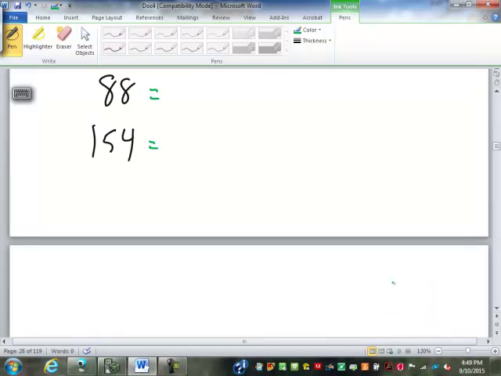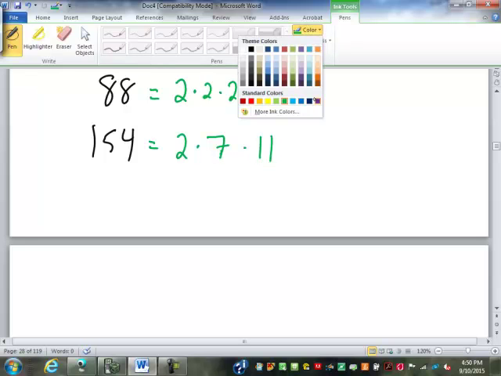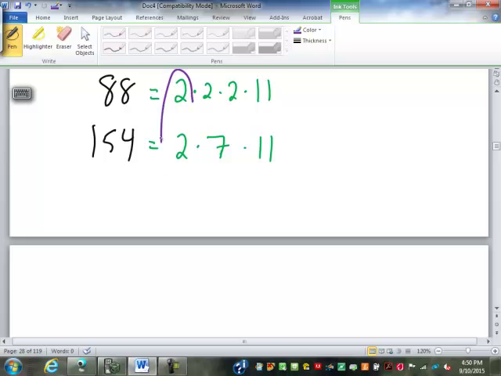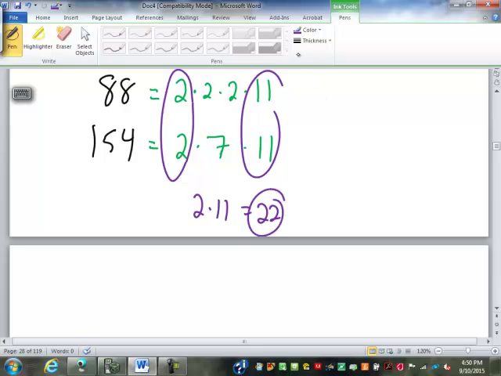So if I prime factor 88, what do I get? 2 times 2 times 2 times 11. Good. 154? 2 times 7 times 11. There we go. What do they have in common? 2 and 11. 2 times 11 is 22. So 22 is the greatest common factor.